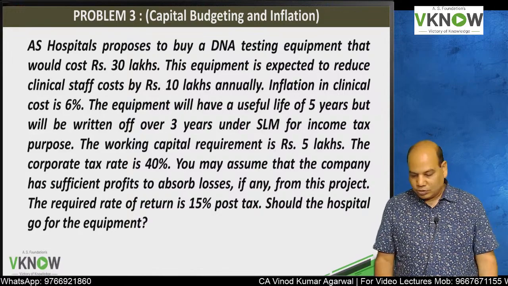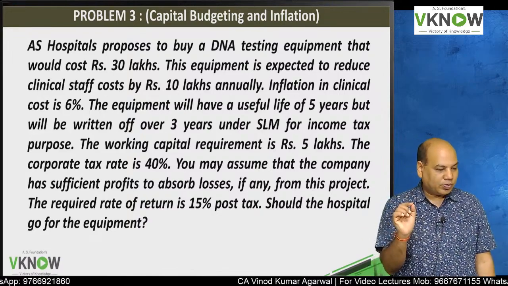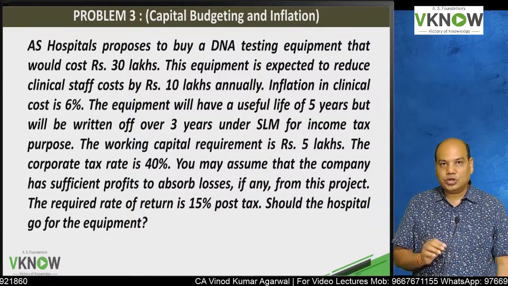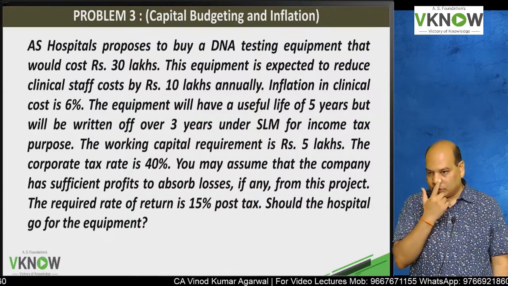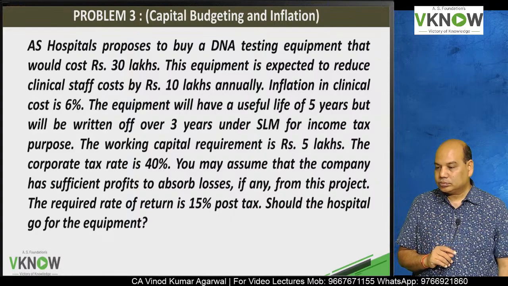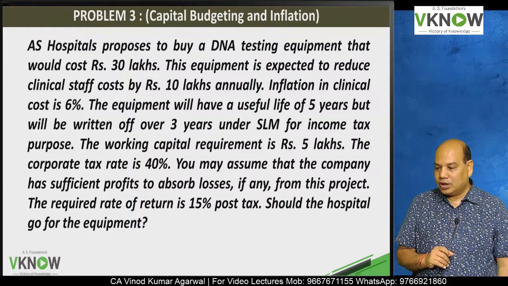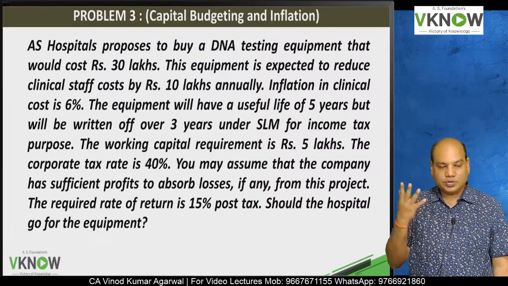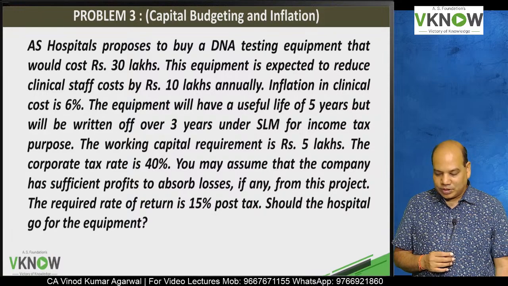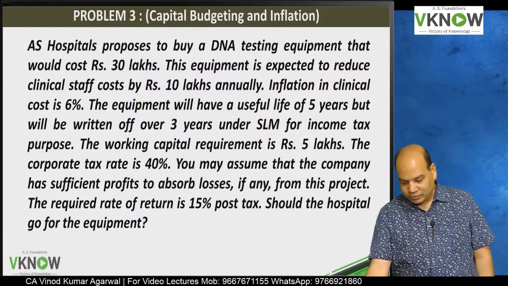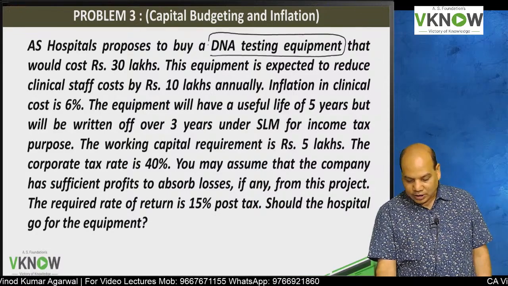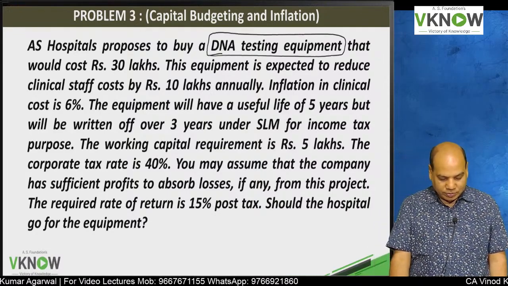Question number 3. Source, write down reference book. Institute material has very limited number of questions and they are oversimplified also. The question is AS Hospitals. AS Hospital proposes to buy a DNA testing equipment. So what is the capital budgeting proposal? To buy a DNA testing equipment.